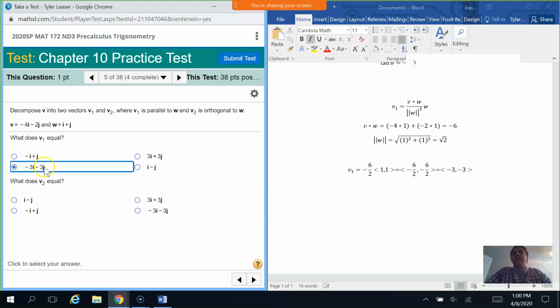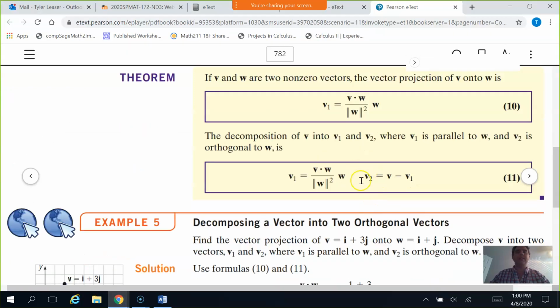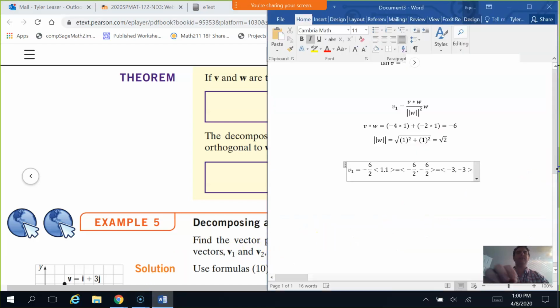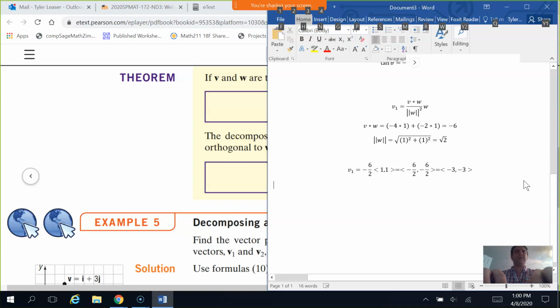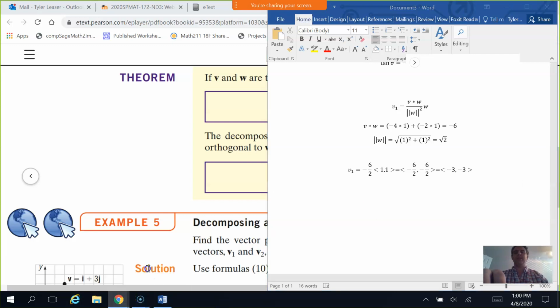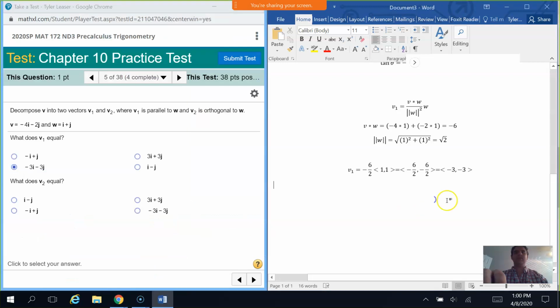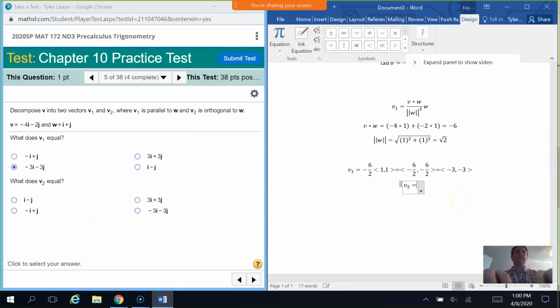Okay, and so that's going to be the first vector. And then we just have to find the second vector. The second vector is just going to be what's left to get back to where V ends. And there's a formula for this one too here in the book, although I hope it's kind of obvious. To get V2, you just want to subtract V minus that new vector that you just got, V1. So V2 for us, pull back up the question, is going to be V minus V1, where V is the vector -4, -2, and I'm going to subtract from that V1, which is the vector -3, -3.